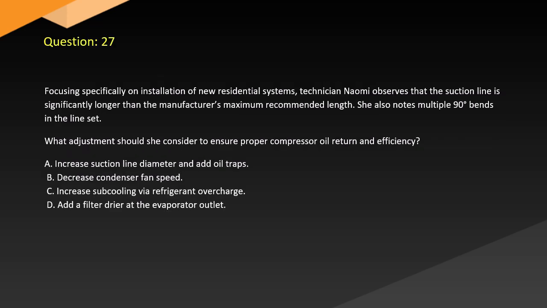Question 27. Focusing specifically on installation of new residential systems, technician Naomi observes that the suction line is significantly longer than the manufacturer's maximum recommended length. She also notes multiple 90-degree bends in the line set. What adjustments should she consider to ensure proper compressor oil return and efficiency? A. Increase suction line diameter and add oil traps. B. Decrease condenser fan speed. C. Increase subcooling via refrigerant overcharge. D. Add filter dryer at the evaporator outlet.